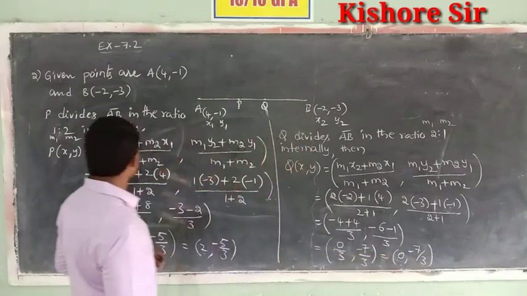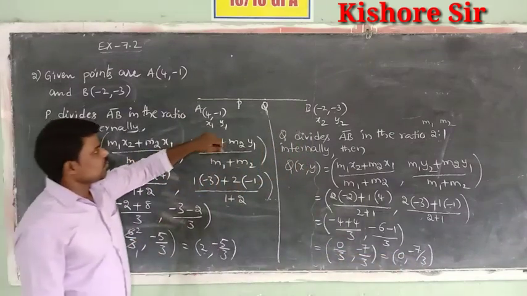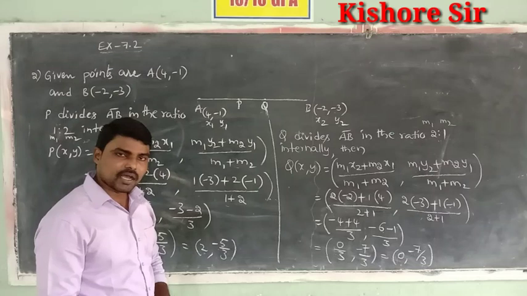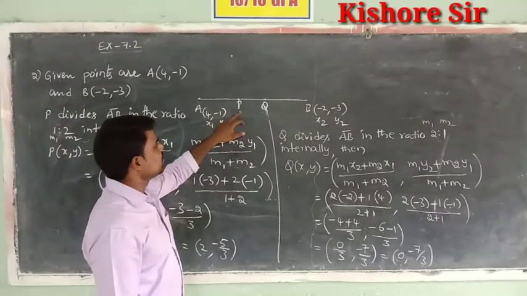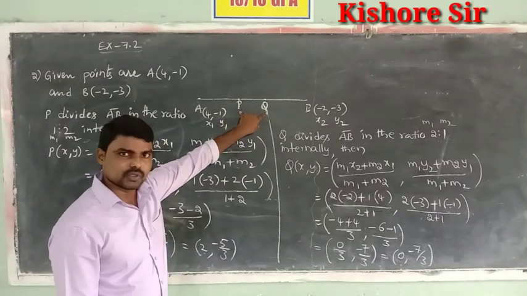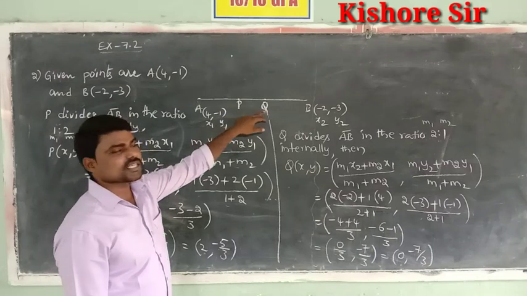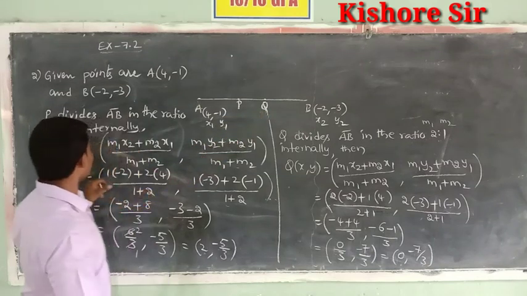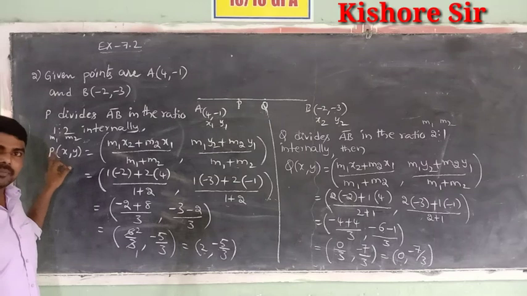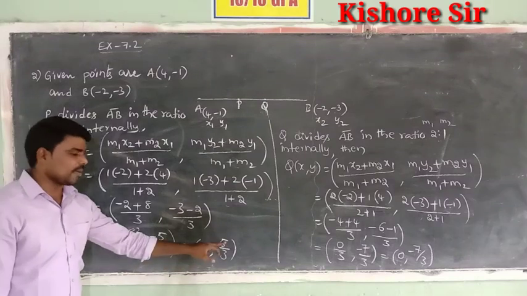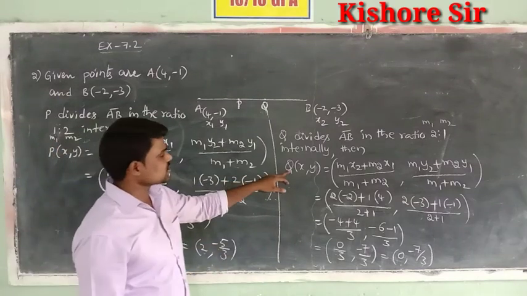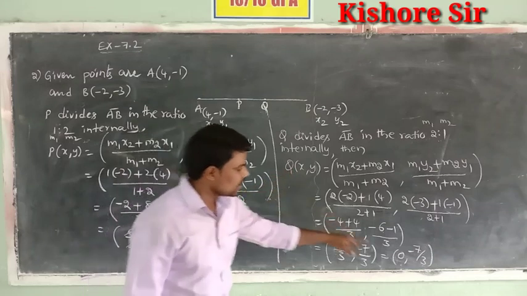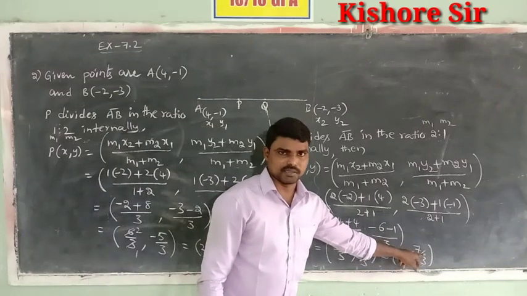So see here, what is the problem? Find the coordinates of the points P and Q, those are the trisectional points. So the coordinates of the point P are (2, -5/3) and the coordinates of the point Q are (0, -7/3). Okay.